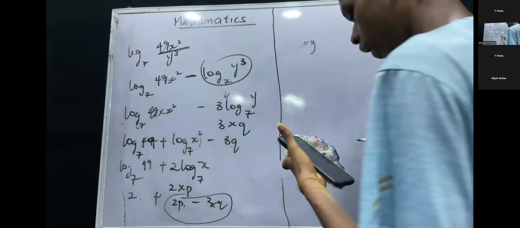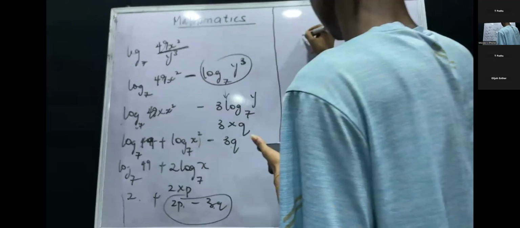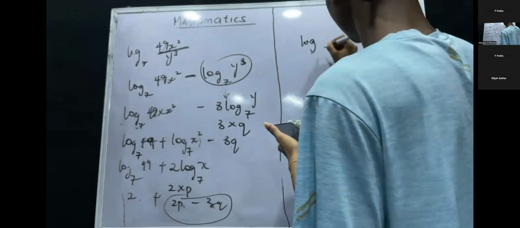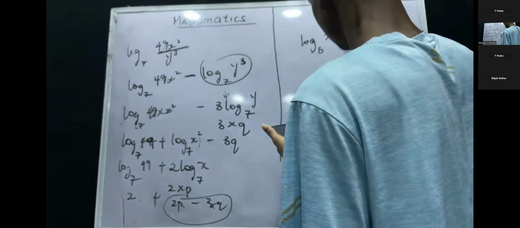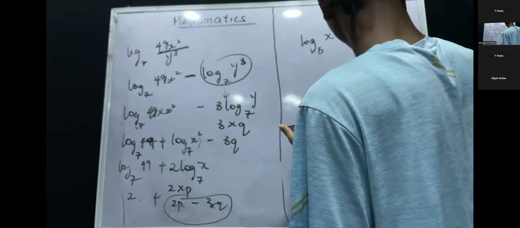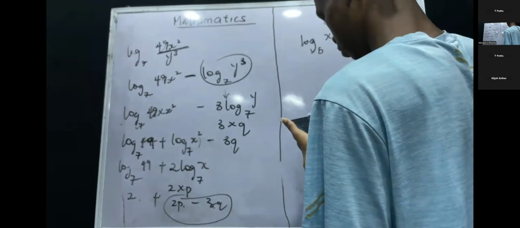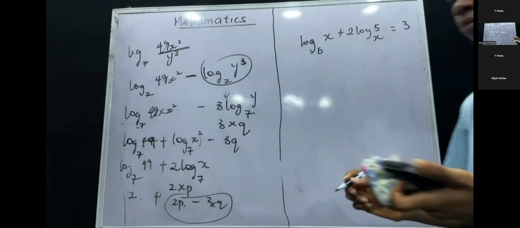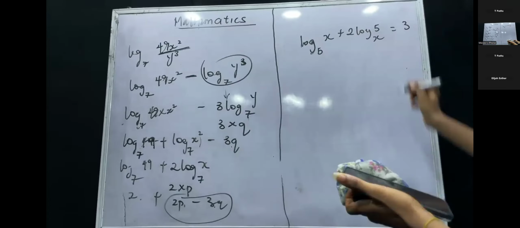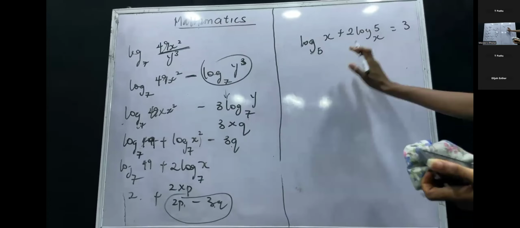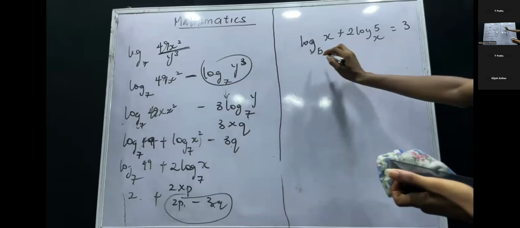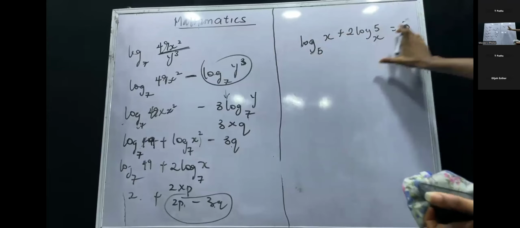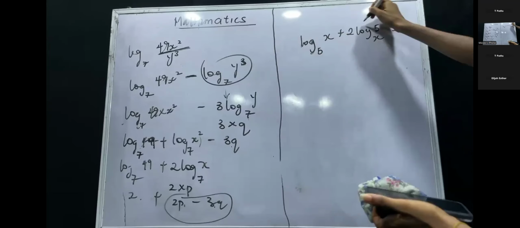All right. So I have something like this. So here I have log x to base 5. So here is another aspect of logarithms. And here I have log 5 to base x.